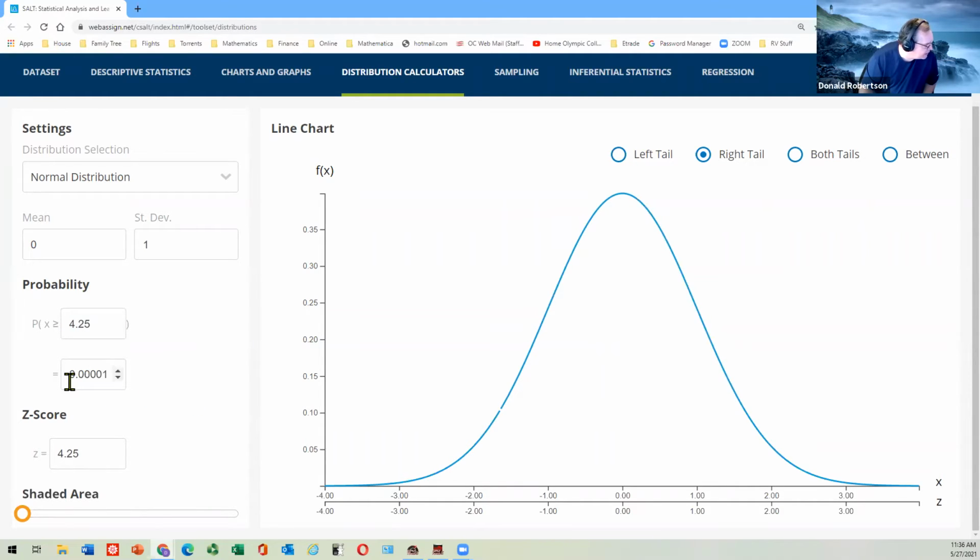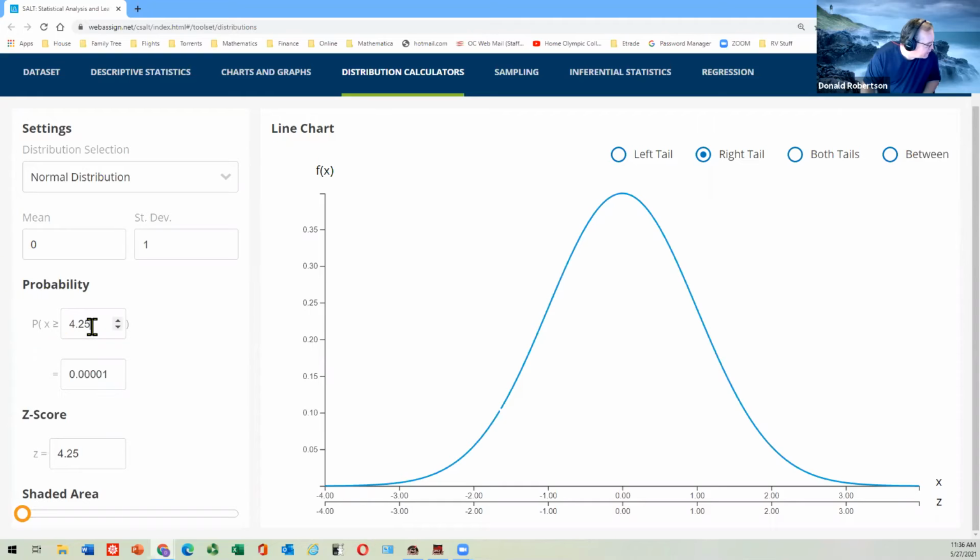And the answer I get is a whole load of zeros. Can you see that the chances you get a Z score of 4.25 by sheer randomness is almost impossible? It's a very, very small number. That's the evidence that you would eventually get to prove that the alternate was correct.